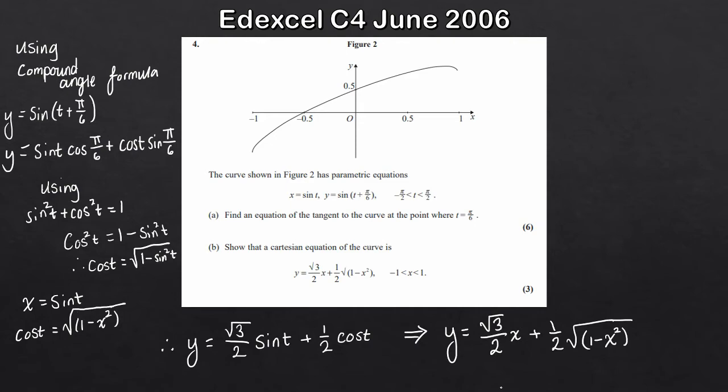Like so. And that's exactly as we're required to find there. Okay, so 3 marks for that. Just being confident with compound angle formula there, and just relating the trig identities to get it into the correct form. So being confident with trig is kind of important for parametric equations. It comes up quite often, so make sure you are familiar with it.